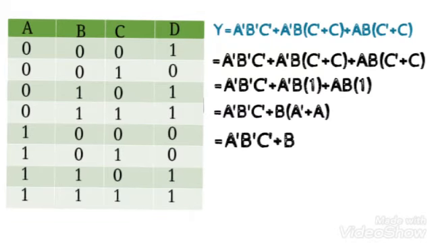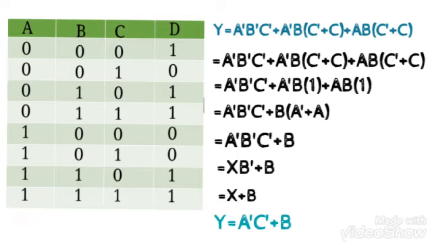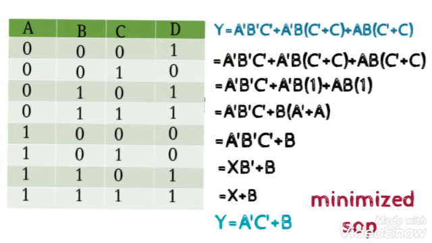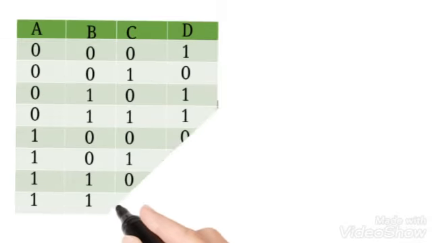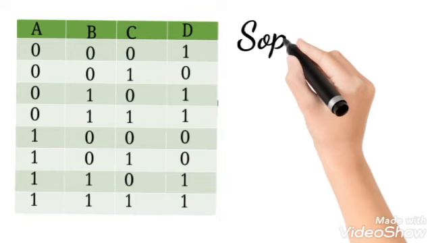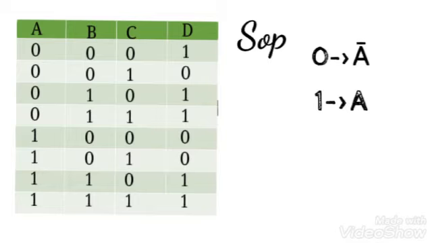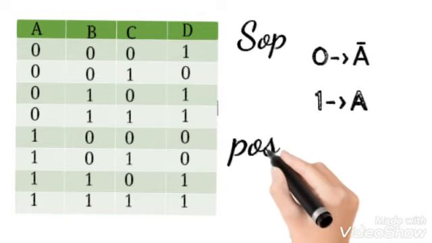We have A bar B bar C bar plus B. Here A bar C bar is taken as X, and we get X B bar plus B. From the laws of Boolean algebra, X B bar plus B is X plus B, and finally we get Y is equal to A bar C bar plus B. This is called the minimized SOP form. Again, we know that in SOP form we replace 0 as A bar and 1 as A, but in POS form we replace 0 as A and 1 as A bar.